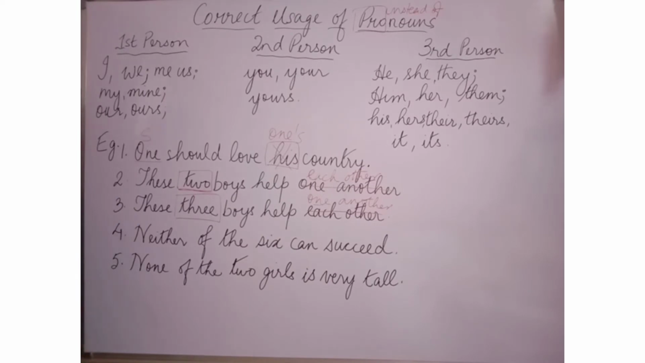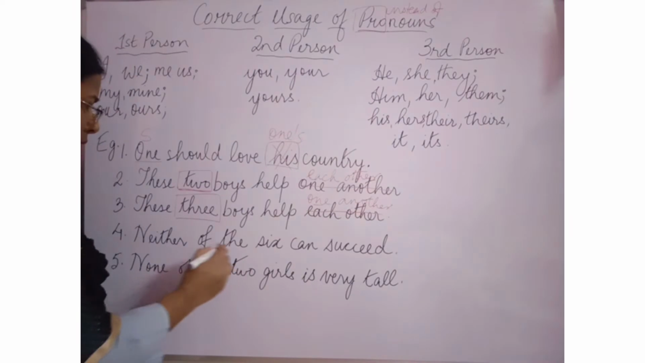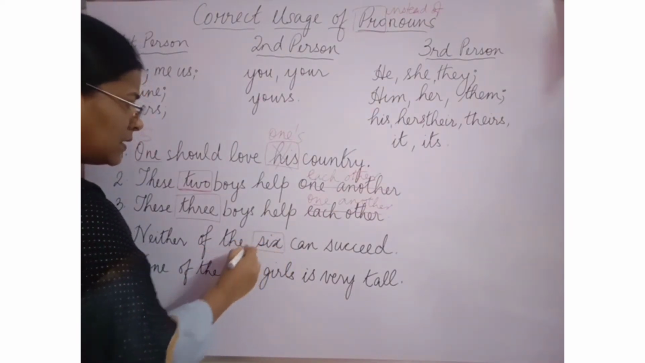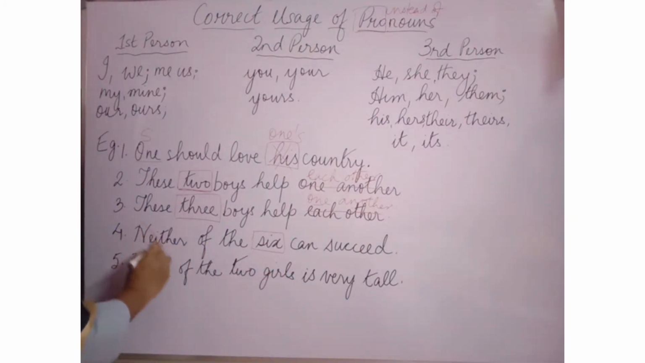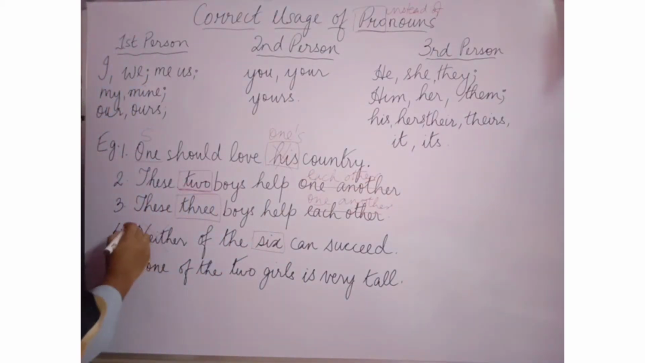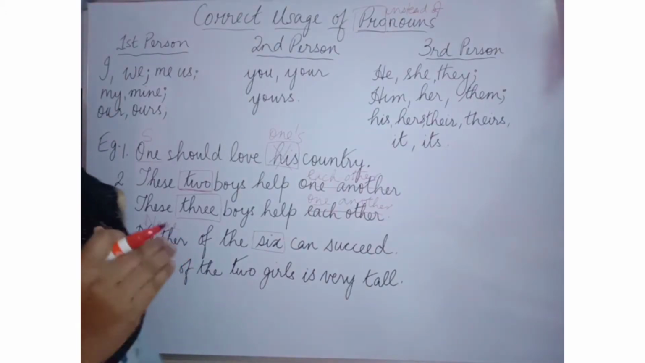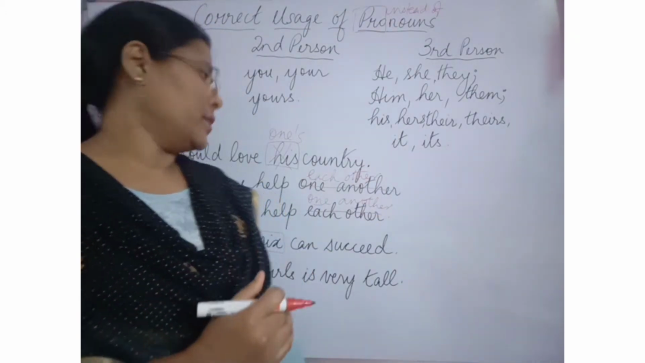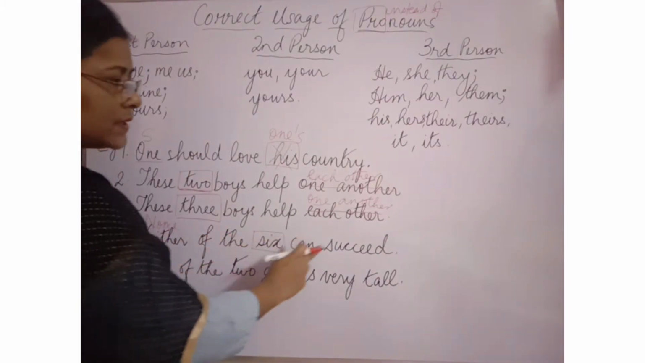Now you see sentence number 4. Neither of the 6 can succeed. Now 6, 3 or more. For 3 and more, we do not use neither. Neither, either is used for 2 person. Remember that. It's used for 2 person. So neither will not be used. Instead, we need to use none. So none and any is used for 3 or more person. So the correct use here will be none. None of the 6 can succeed.